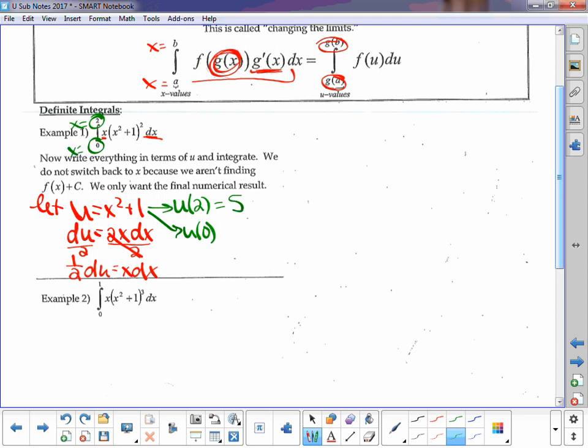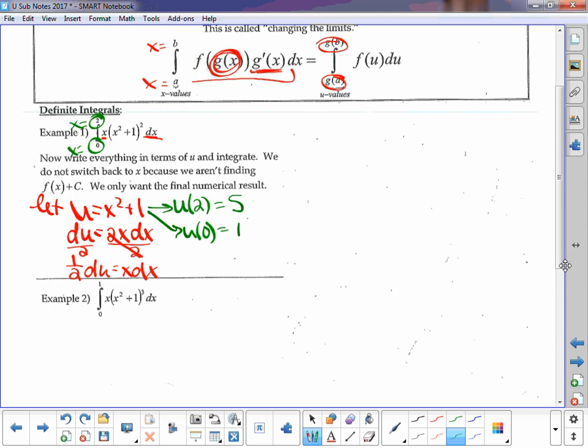And I have to do the same thing with my lower bound, because this is when x is 0. But when x is 0, what is u? 1. That's going to be my new bounds. Now you need to make sure you're careful that you replace the bounds properly, because we won't always have that the lower bound still yields a lower bound over here for my u's. Sometimes it does flip-flop around, so just make sure you're replacing the 2 with the 5 and the 0 with the 1. Okay, make sure you don't do this flip-flop.